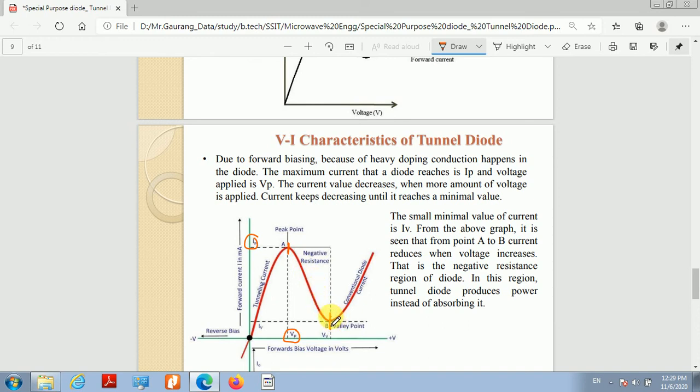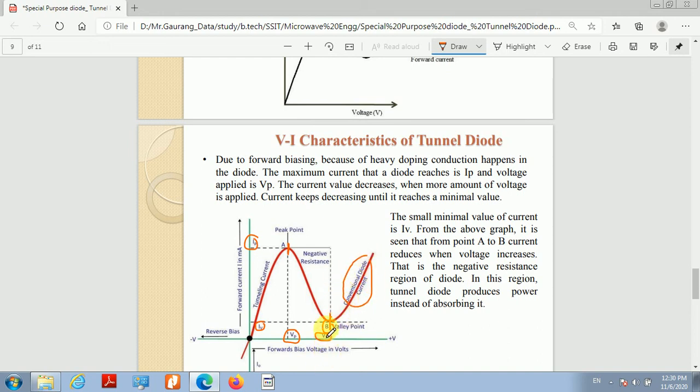The point at which the current is minimum is known as the valley point, and the corresponding current is known as the valley current, IV, and that voltage is known as the valley voltage. So the small minimum value of current that is flowing is IV, the valley current. Between point A and B there is a negative resistance region, and if you would like to operate the diode as an oscillator, we must operate the diode in this region. After this point our tunnel diode will behave like a conventional PN junction diode.